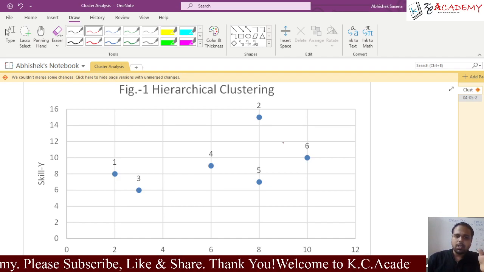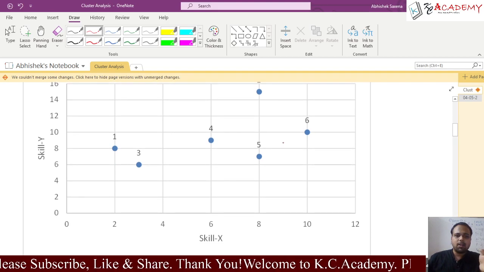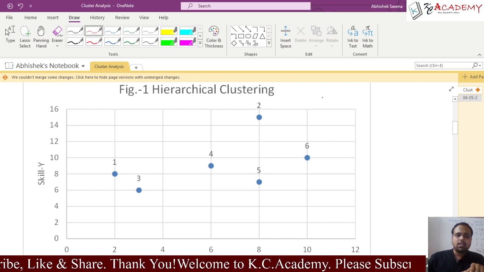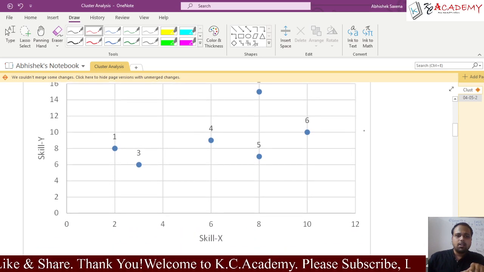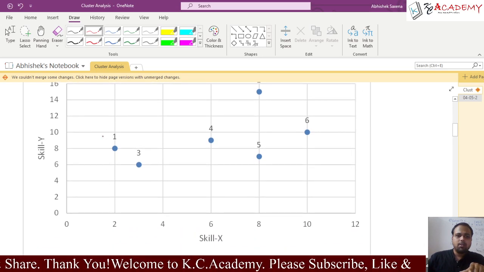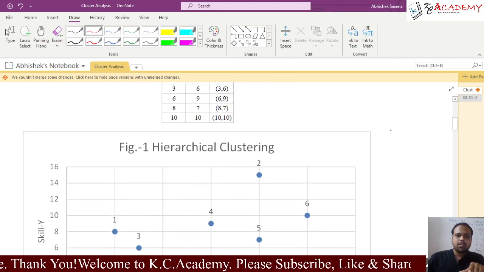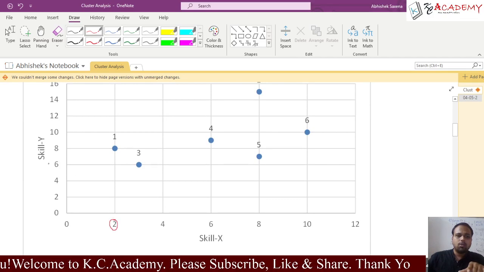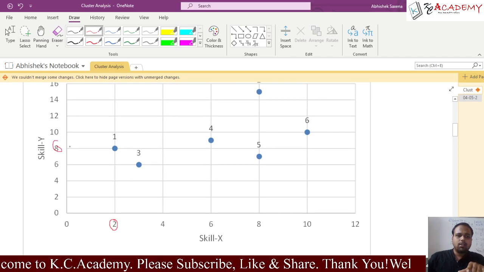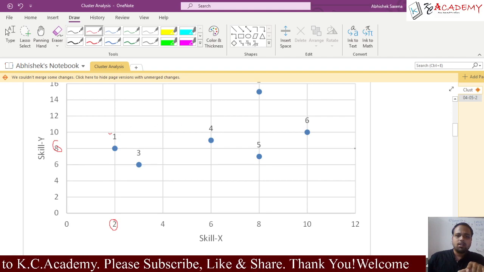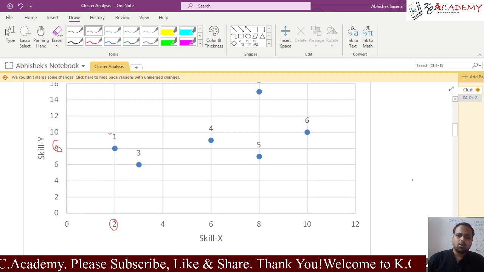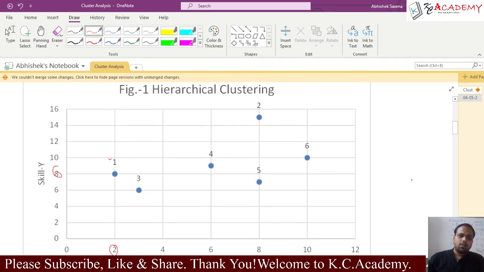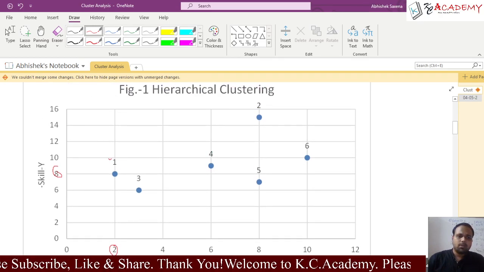So we had plotted this graph of skill x versus skill y. I had named it Figure 1, hierarchical clustering. Here you can see the first point is 2, 8. I will not explain how to plot; you can plot all the points this way.